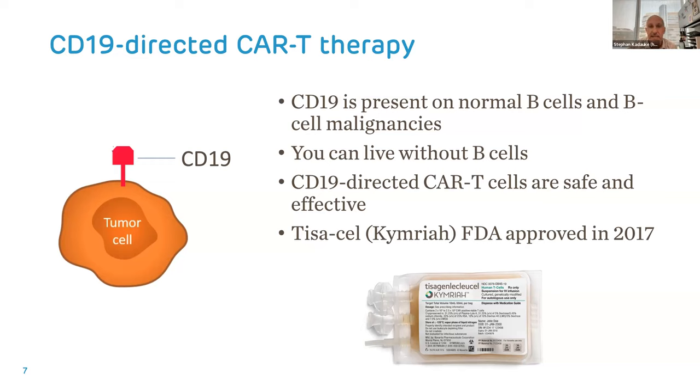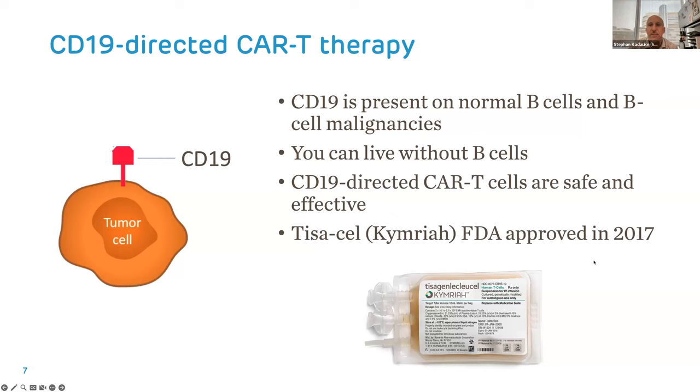You don't have any CD19 on other cell types. You don't have it on blood stem cells or other tissues. And fortunately, most B cell cancers retain the expression of CD19. So most B cell cancers, such as B-ALL, are CD19 positive.